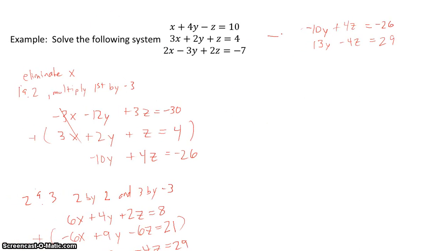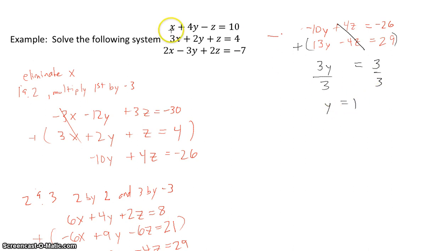So again, the goal was to create a system with one less variable so that we could solve it for a specific variable. And notice how these z's match up. So what I'm going to do is get the z's to eliminate by adding these two equations. So what I'm left with is 3y. These z's eliminate, and that's going to be equal to positive 3. So I divide by 3, and I'm left with y equals a positive 1.